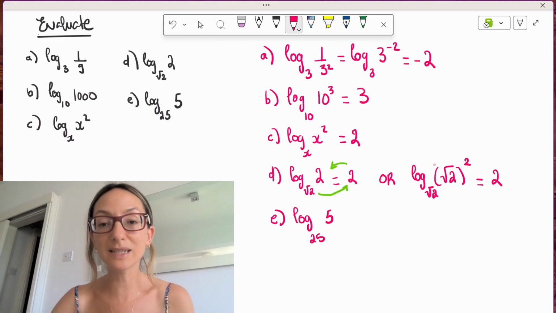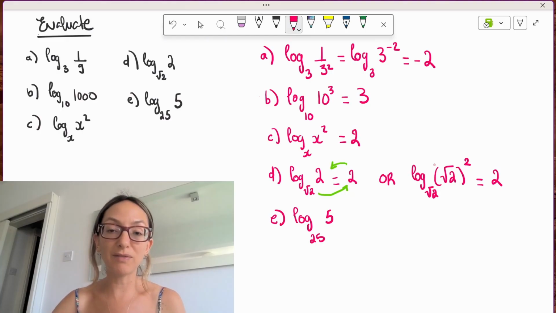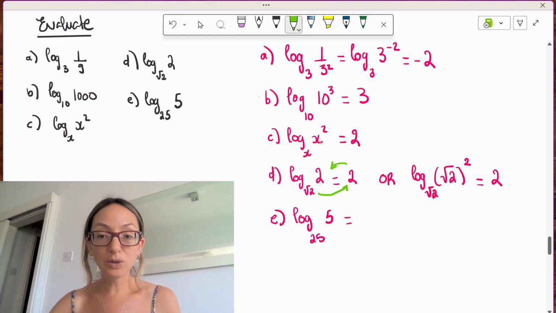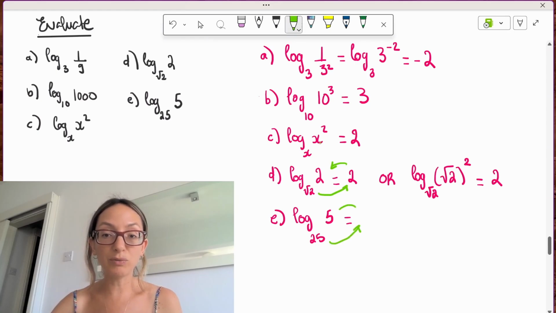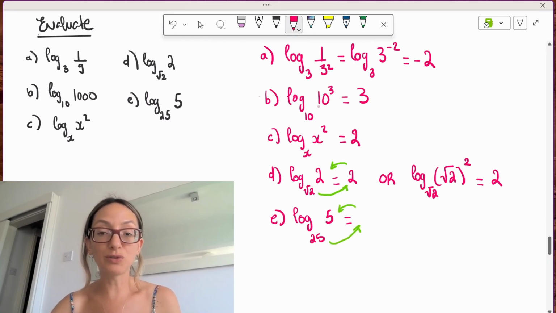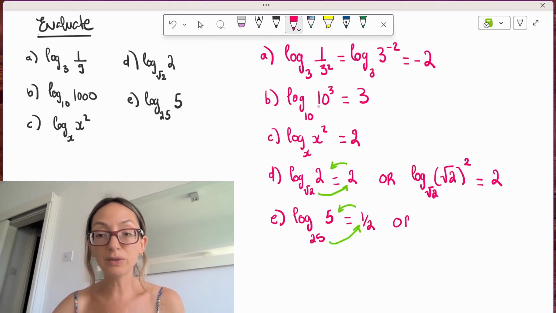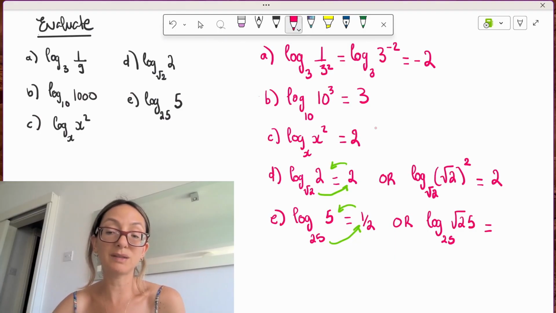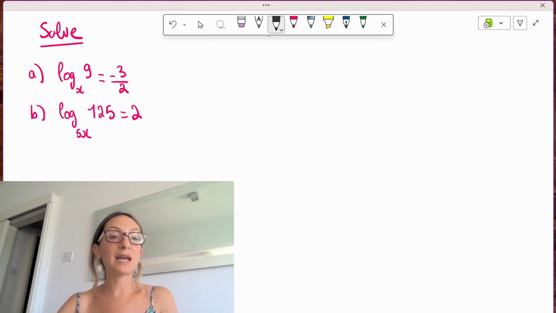Now let's look at the last example here. Log base 25 of 5 is equal to. Again, you can follow the arrows. You can say 25 to the power of what gives me 5. And obviously you should know that the square root of 25 gives 5, which is a power of a half. Or you can express 5 as a power of 25. So you can say that this is log base 25 of the square root of 25. And again, the square root of 25 is nothing but to the power of a half, so the answer is obviously a half.